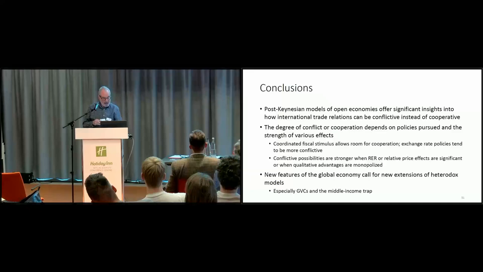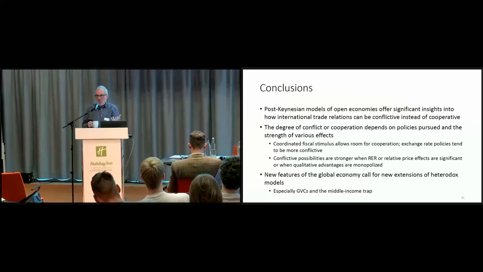And then the parts I didn't tell you about, but where you should be writing your dissertation, is there's a lot of new features of the global economy that these older models don't take into account, or at least they're just beginning to, and I think are really important. And one is global value chains, to start to look at not just industries, but steps in the production chain and how those are divided among countries. And frankly, to get away from looking at countries and look at firms that are managing their value chains around the world. And then the issue of the middle income trap.